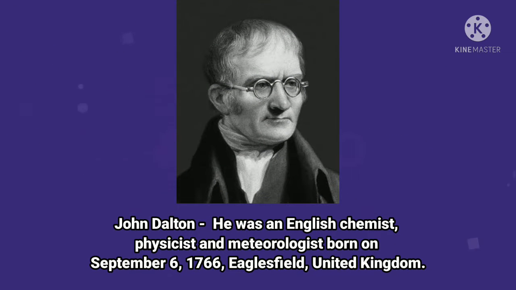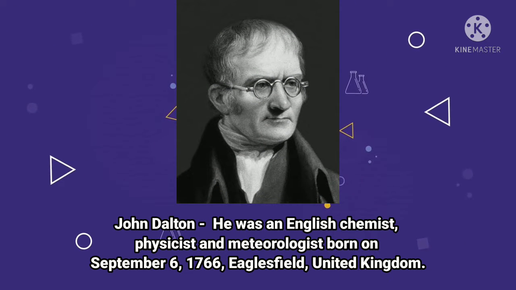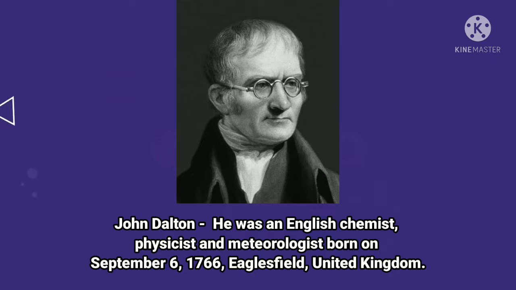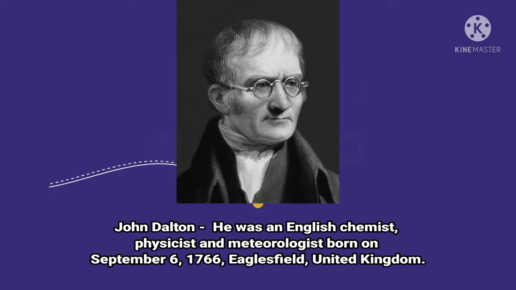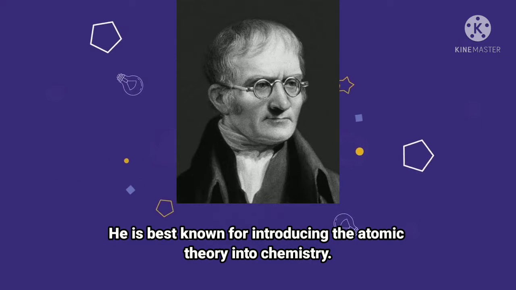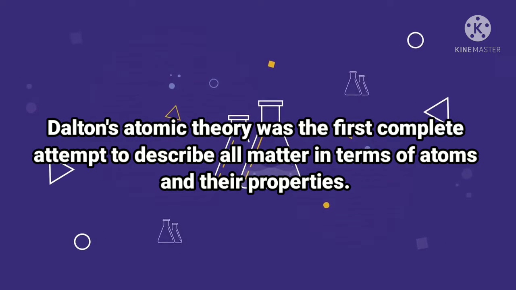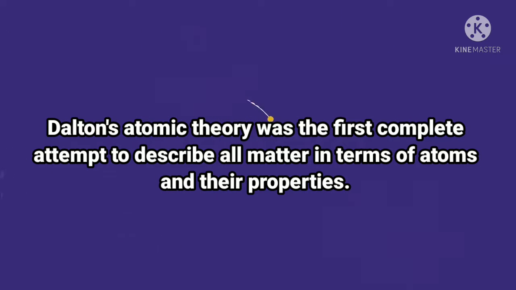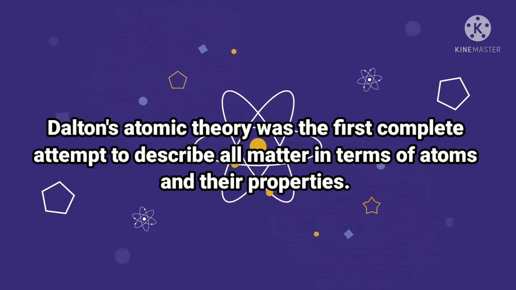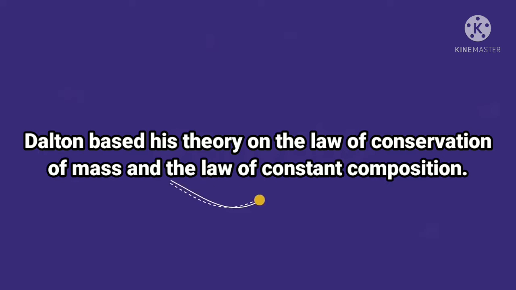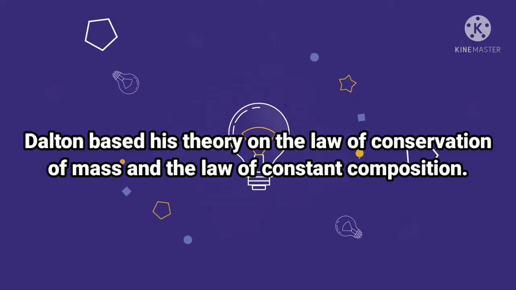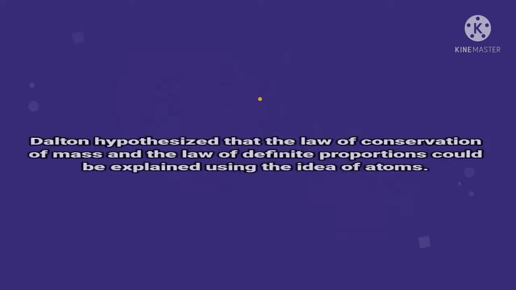John Dalton. He was an English chemist, physicist, and meteorologist born on September 6, 1766, in Eaglesfield, United Kingdom. He is best known for introducing the atomic theory into chemistry. Dalton's atomic theory was the first complete attempt to describe all matter in terms of atoms and their properties. Dalton based his theory on the law of conservation of mass and the law of constant composition.